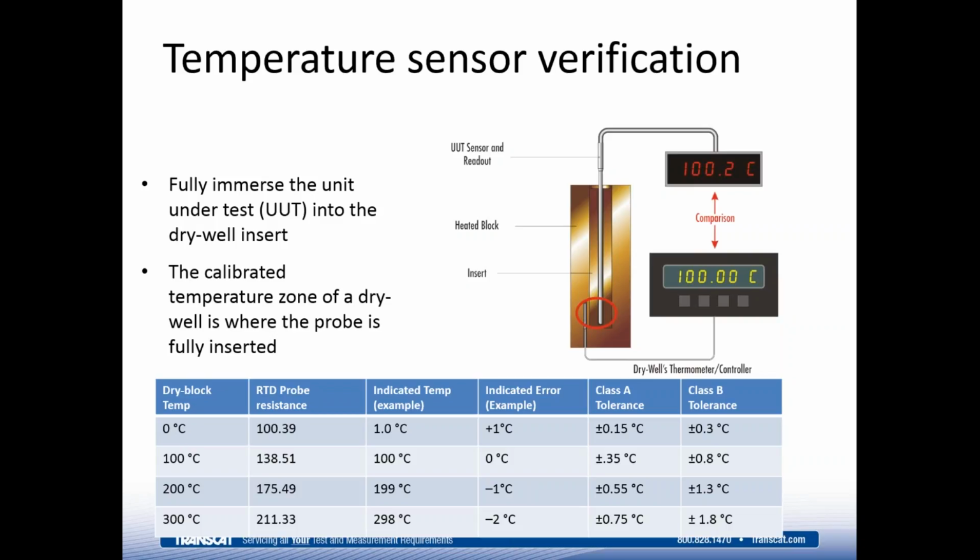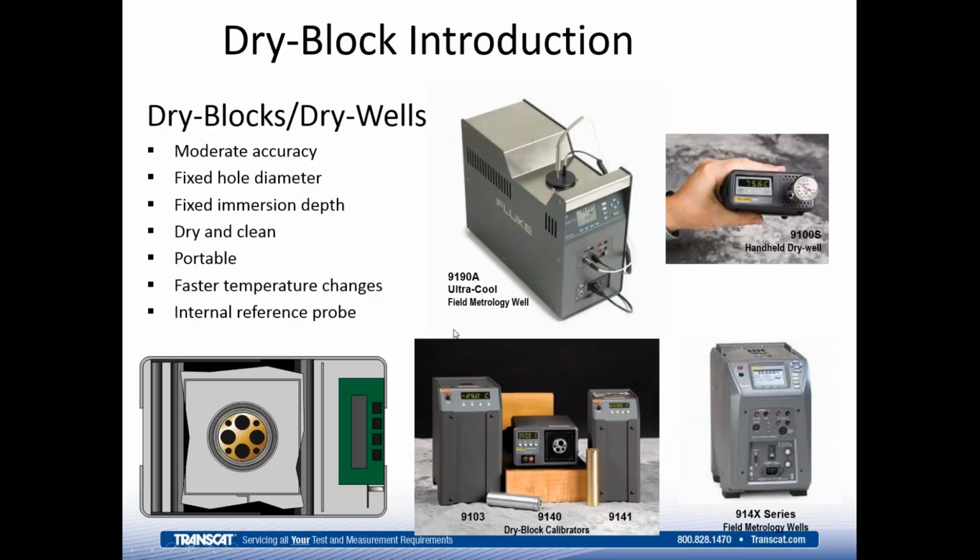Now there's another scenario where it involves actually producing calibration coefficients, and we will talk about that later in the seminar. So a quick introduction to what a dry block is. A dry block doesn't have a fluid; it's dry. That's a useful feature in a lot of places where you really don't want to have a fluid because you're concerned about cleanliness or something of that nature. It's also convenient because you can change the temperatures quicker than you can with a fluid.